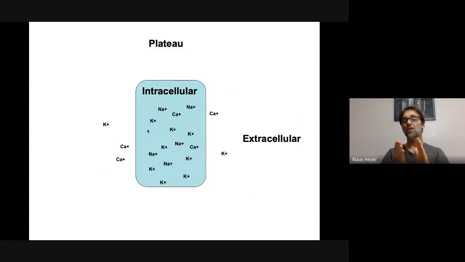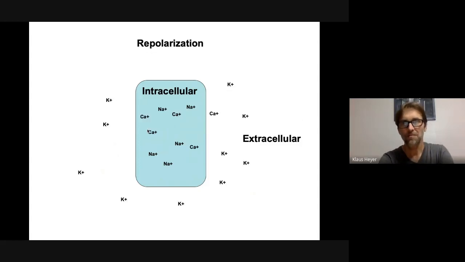So even though some of the potassium is going to start leaving, they're all going to eventually leave, the calcium's also still coming in. So that's still creating an imbalance. So that's what happens in plateau. You have calcium trickling into the cell, just to kind of hold that depolarization. And then finally, you look at the last part. All the potassium leaves the cell.